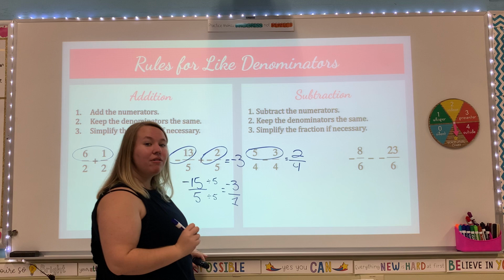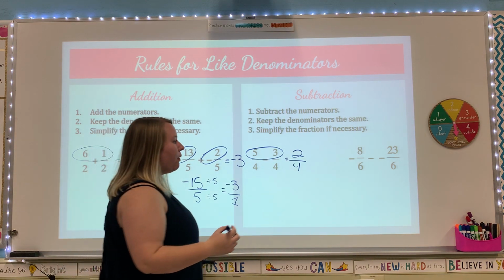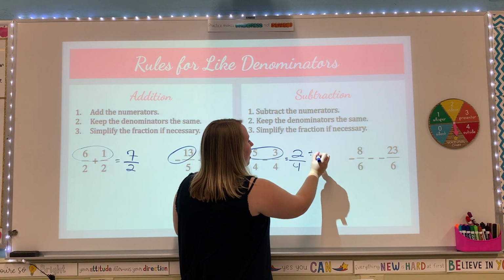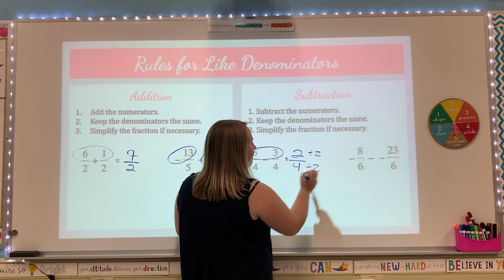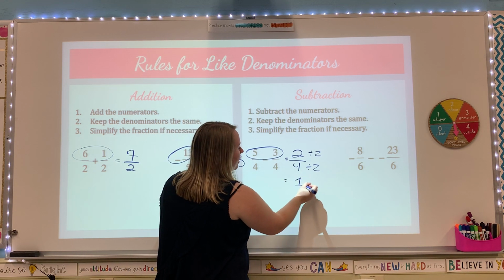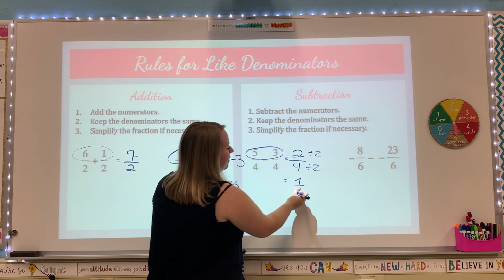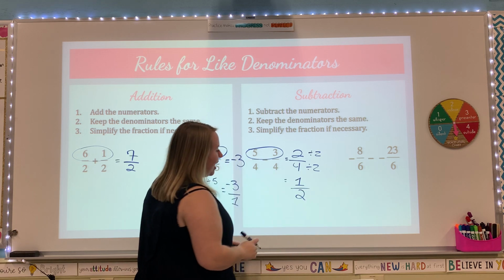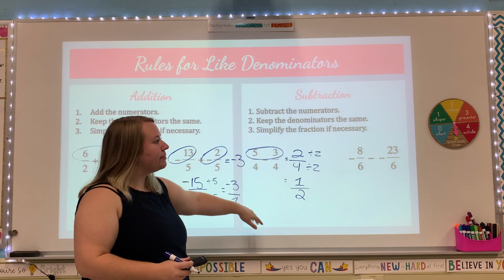And then this can get reduced as well. 2 and 4 are both multiples of 2. So when I divide 2 by 2, we get the number 1. 4 divided by 2 gives us 2. So our final answer is 1 half.